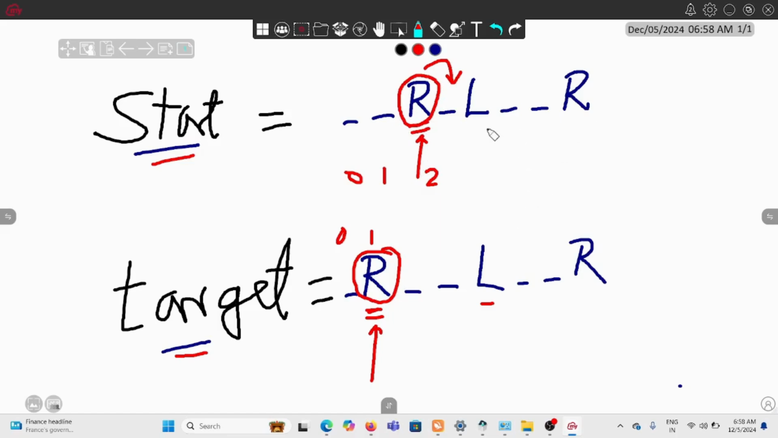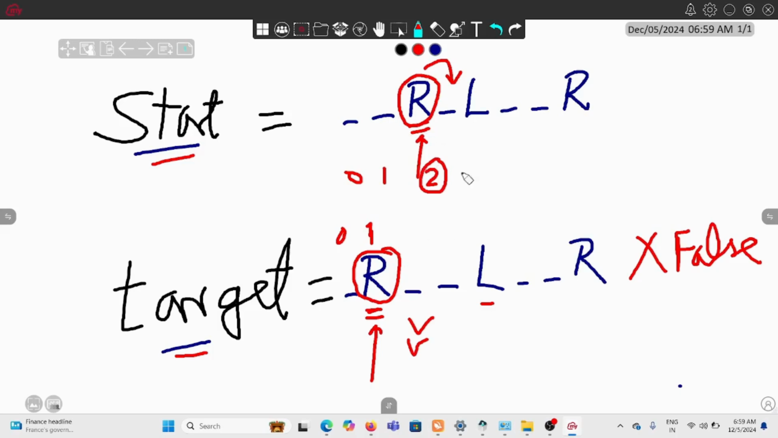Okay, so I will take a different example. So now you should be clear that either the index of R should be equal, or, like in this case the index of R is 1 and the index of R here is 2. So it should not be smaller, it should be greater, then only it would be possible. So in this case it would be false, because the R index is smaller, so it would never be possible.